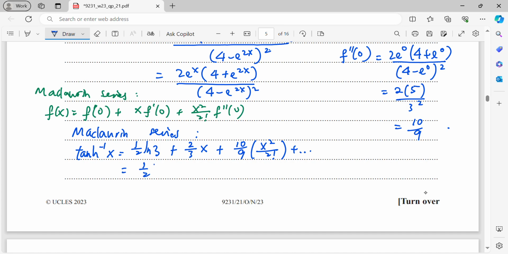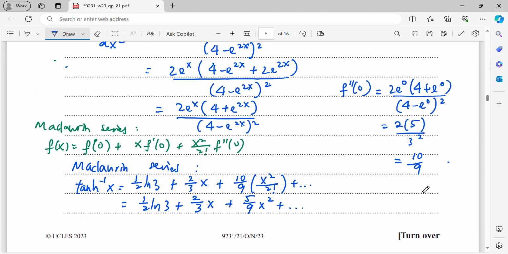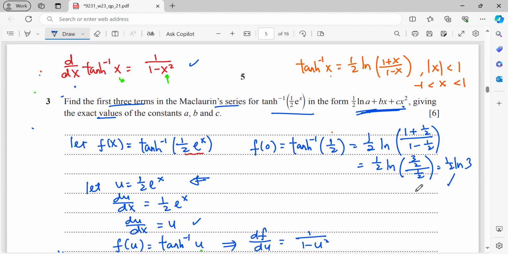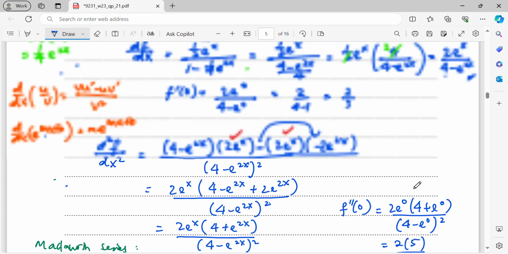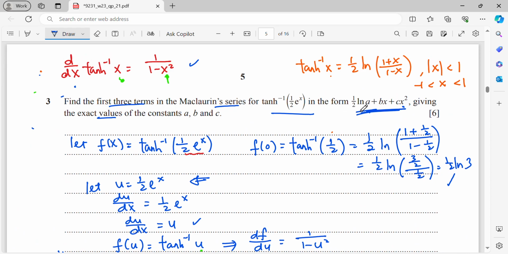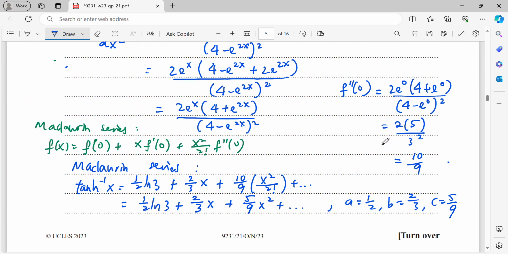Then here is going to be half ln 3 plus 2 over 3x. So 2 factorial is actually 2. So 10 over 9 times half, that is 5 over 9 x squared. Okay, so we have done the Maclaurin series. So which means your A is half, B is 2 over 3, C is 5 over 9. Oh, sorry, A is 3. Okay, half ln A. A is 3.